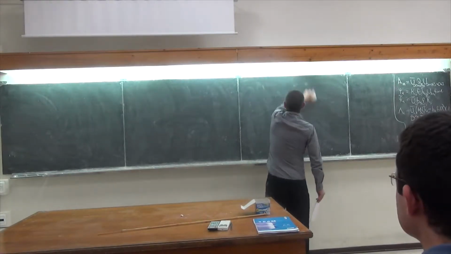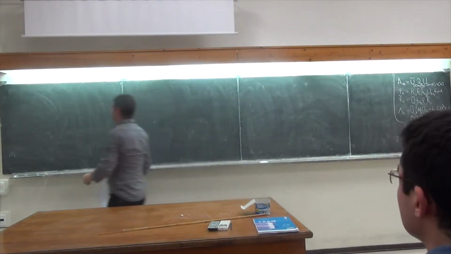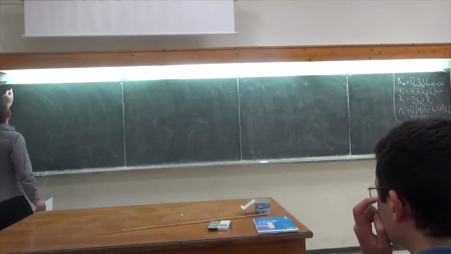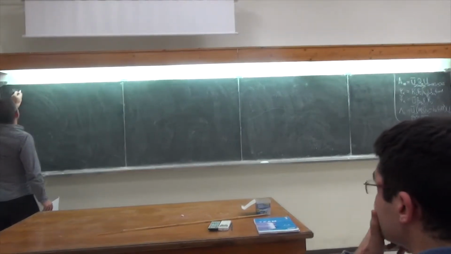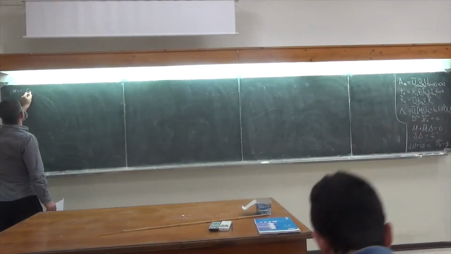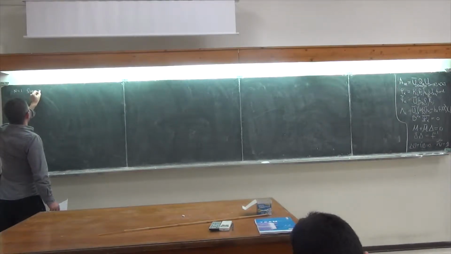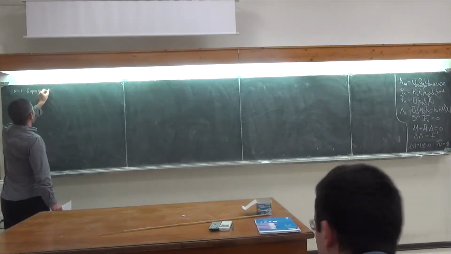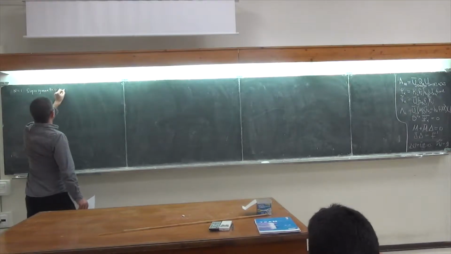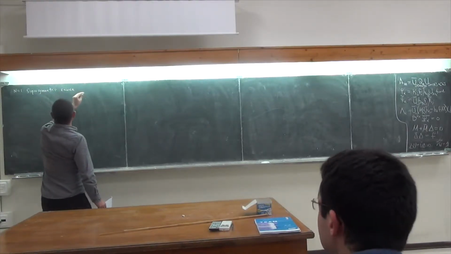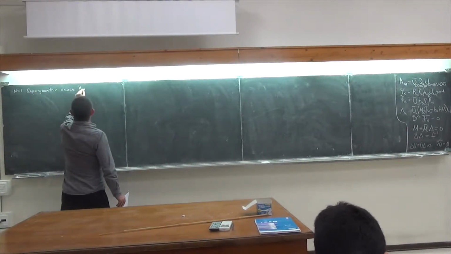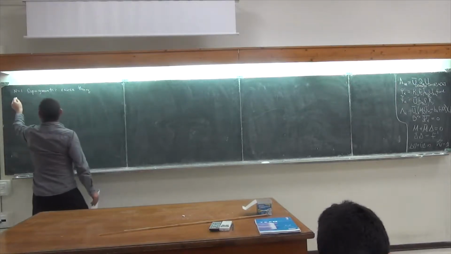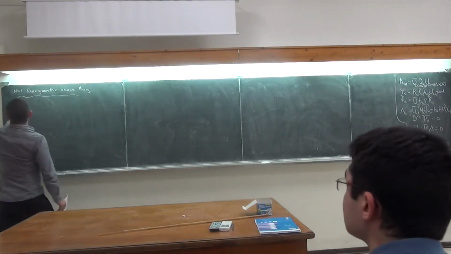Okay, what we have seen in the last lectures is that the most general N=1 supersymmetric Lagrangian can be written in this form.